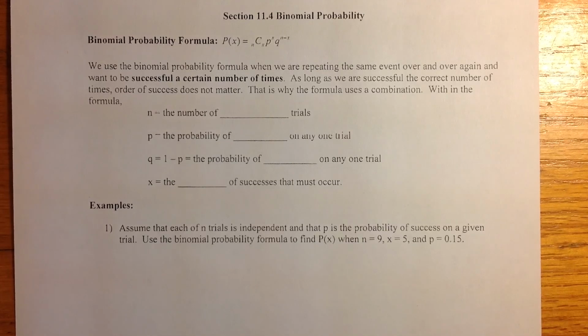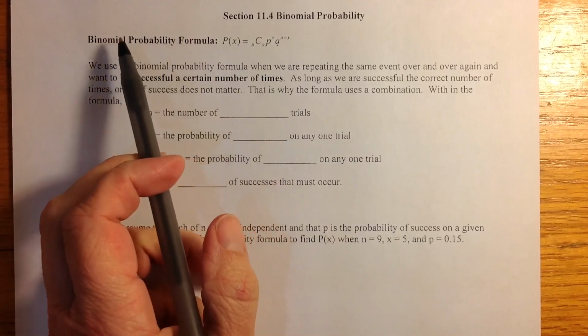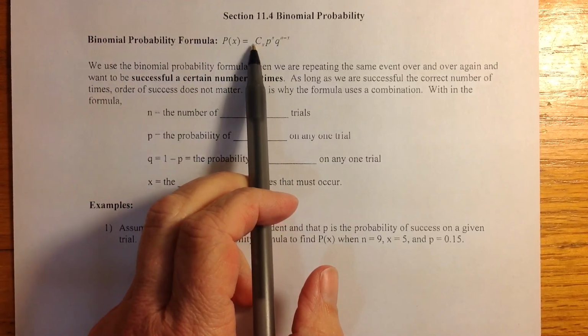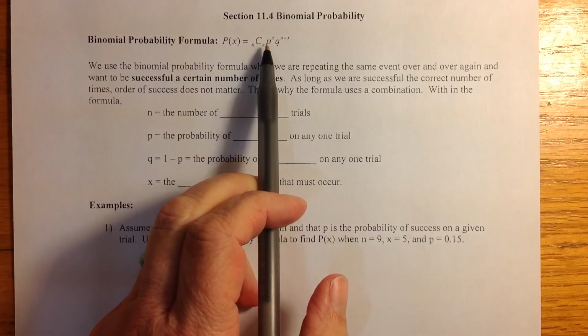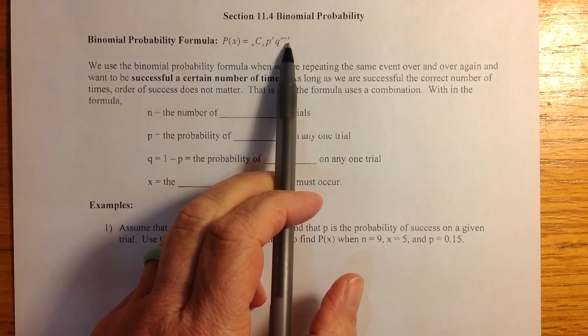All right, now we're beginning section 11.4 on a specific type of probability. We're going to work on binomial probability, and it requires the utilization of a formula. So at the top of the page here, how we calculate binomial probability is we use a combination n choose x, p to the x, q to the n minus x.